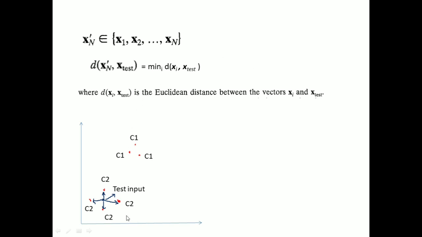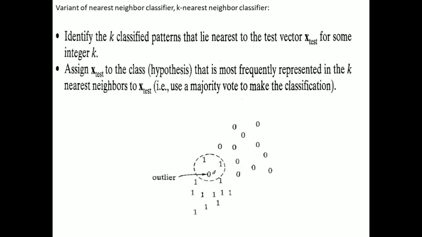So this is how memory based learning is going to work, based upon the Euclidean distances, that is, the distance must be the minimum Euclidean distance between the vectors xi bar and x test bar. We also have another variant of the nearest neighbor classifier, which is called the k nearest neighbor classifier. The k nearest neighbor classifier proceeds as follows. First of all, it identifies the k classified patterns that lie nearest to the test vector x test for some integer k. And now, as a second process, this algorithm assigns the x test to the class that is most frequently represented in the k nearest neighbors to x test.